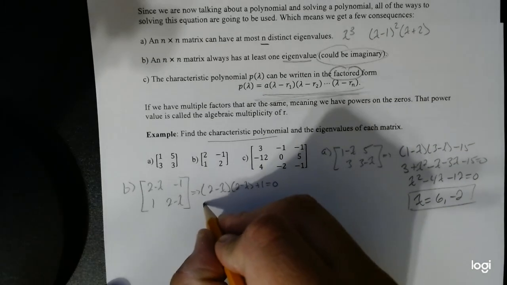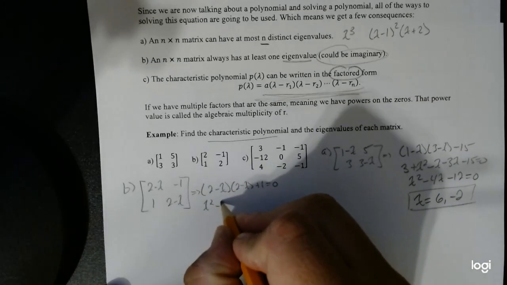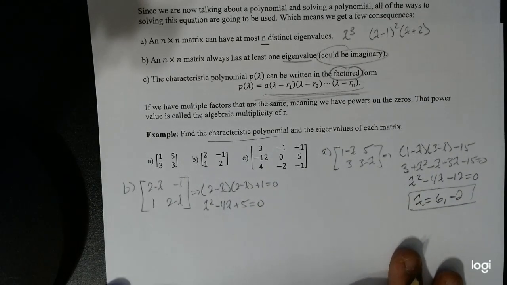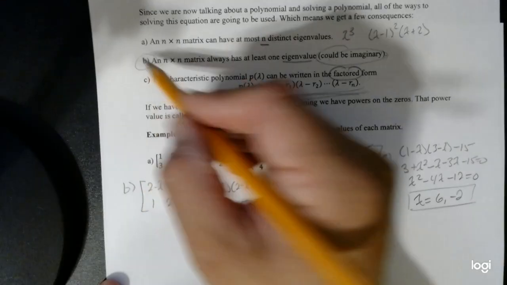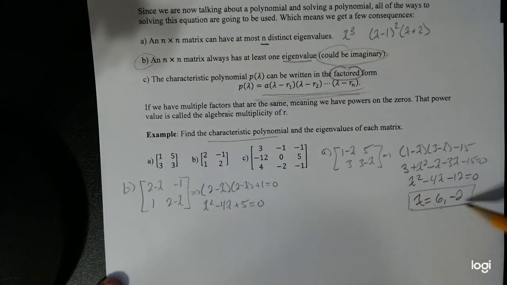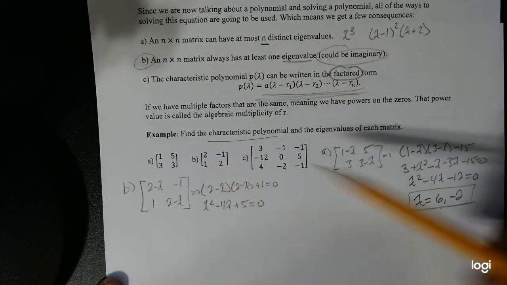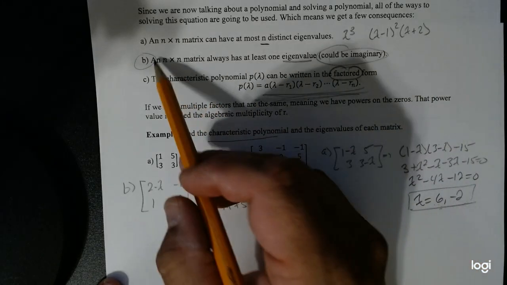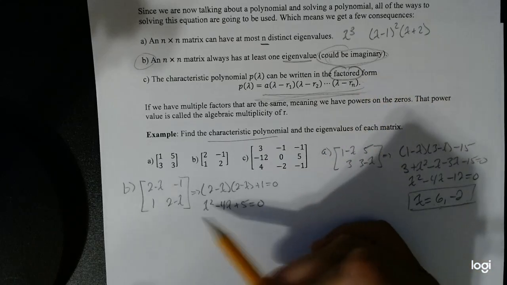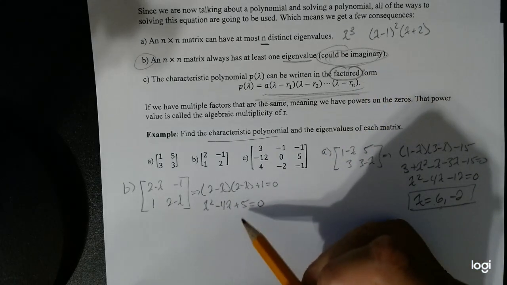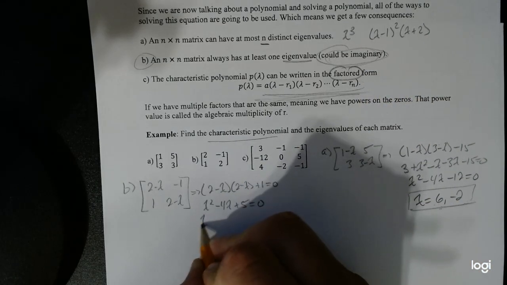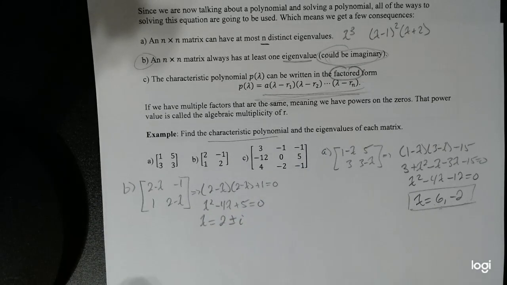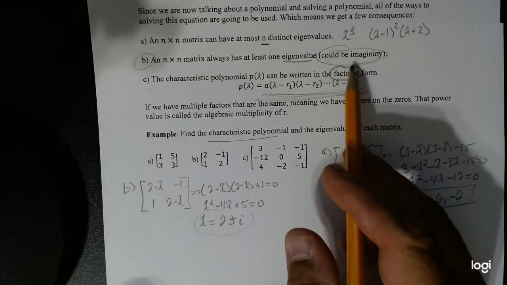So breaking this down gives us about that. And this goes actually back to part B. So A was this situation. We have at most n distinct, right? We started with a 2 by 2, so we have two distinct eigenvalues. This one, however, deals with part B, with the imaginary part, because this actually is not factorable. You have to use the quadratic formula for this, and you end up getting lambda equal to plus 2 plus or minus i. So we have our imaginary part here.